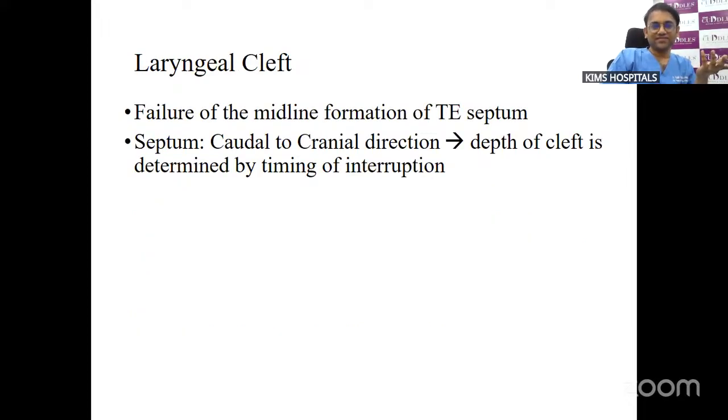Then we have the laryngeal clefts. Laryngeal clefts happen because of the failure of the midline formation of the tracheoesophageal septum. Usually the septum closes from the caudal to the cranial direction. The depth of the cleft is determined by the timing of the interruption.